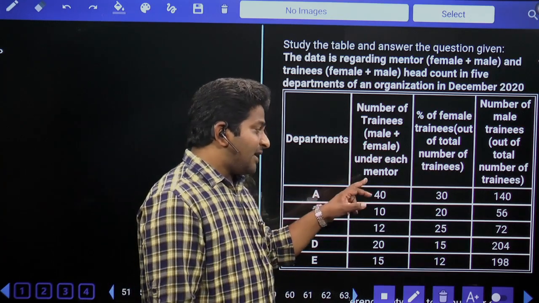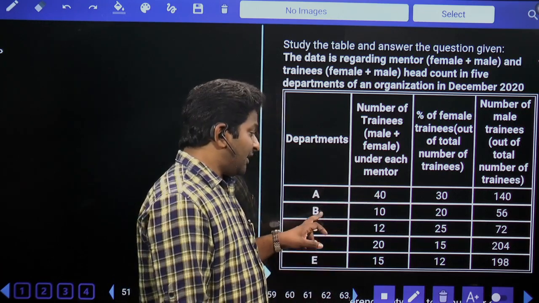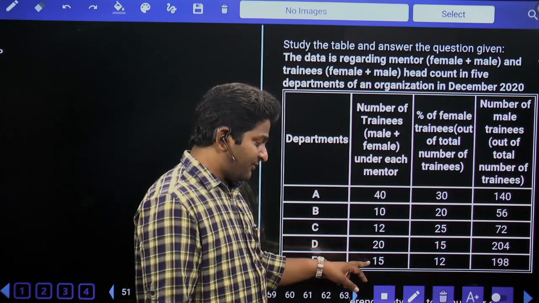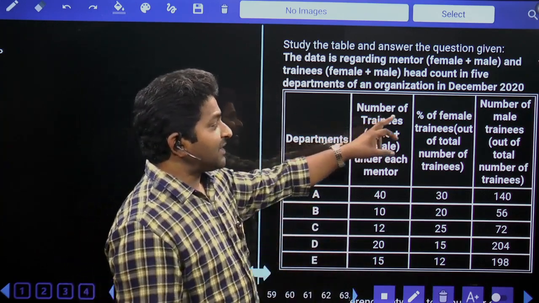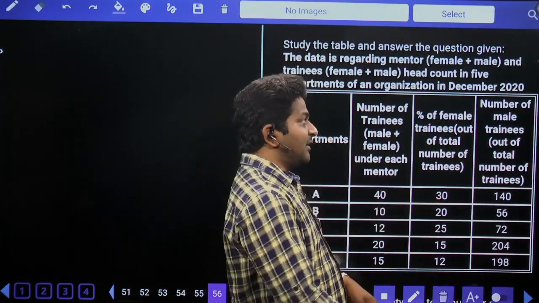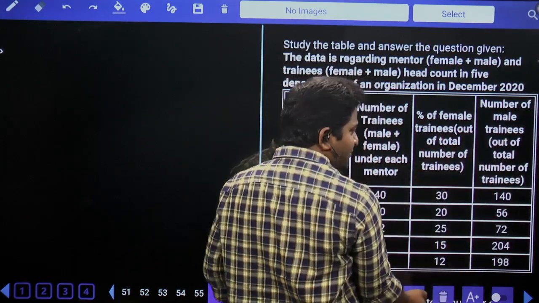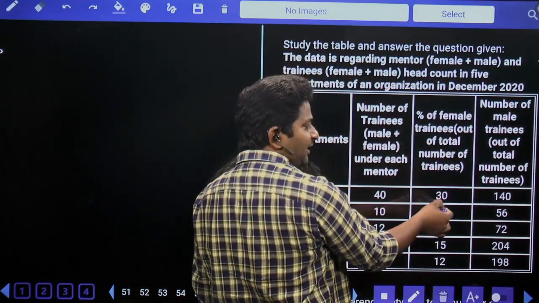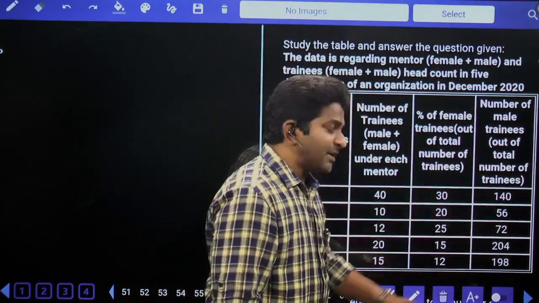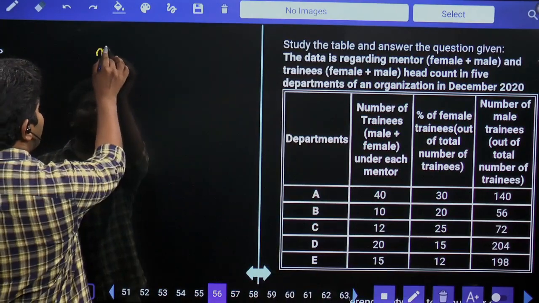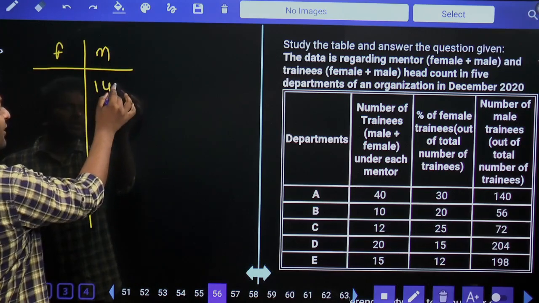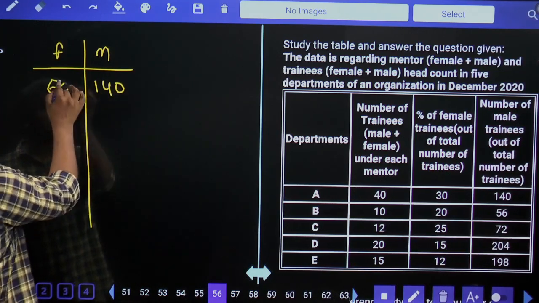In department A, each teacher will have 40 students. In B, 10 students will be there. In C, 12 students, 20 students in D, 15 students in E. Now the percentage of female trainees. In A, it is 30 percentage. Then male trainees in terms of percentage, if female are 30%, then the remaining 70 percentage are male. 70 percentage is 140, then male and female. Let's write it here. Here it is 140, 70 percentage, 30 percentage, 60.